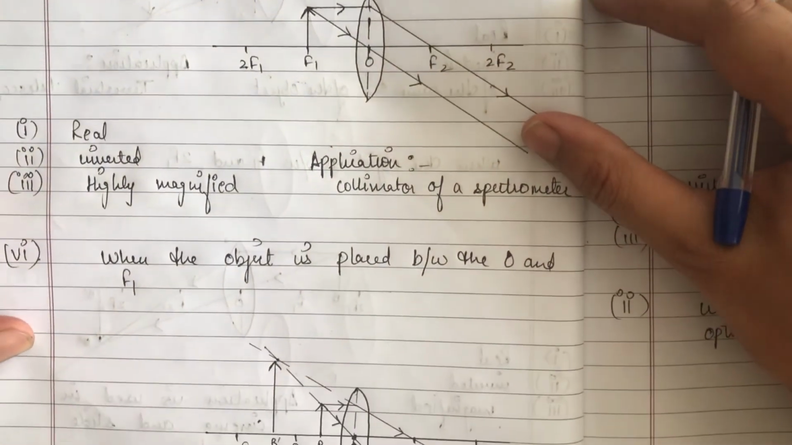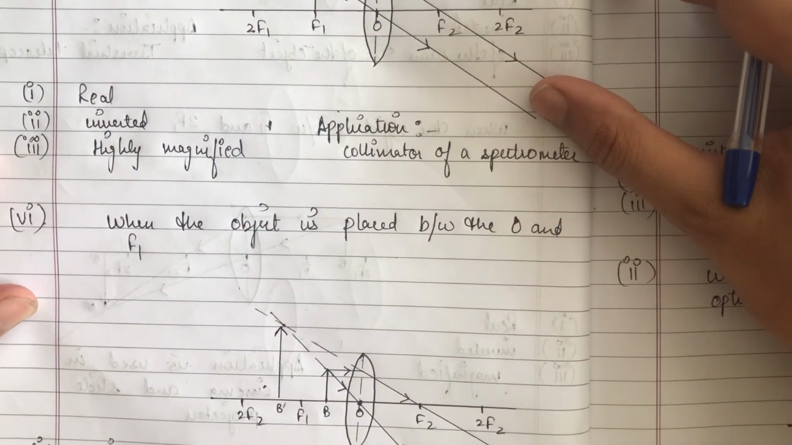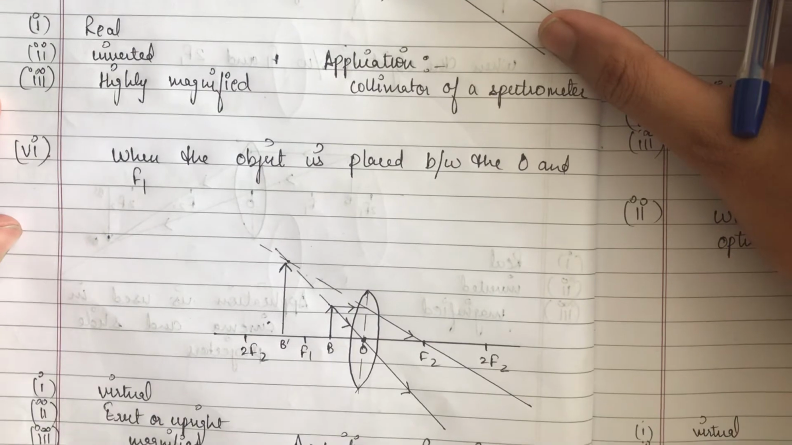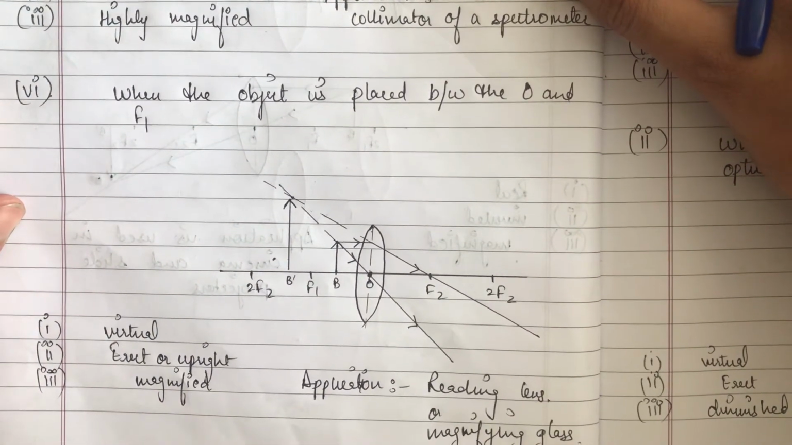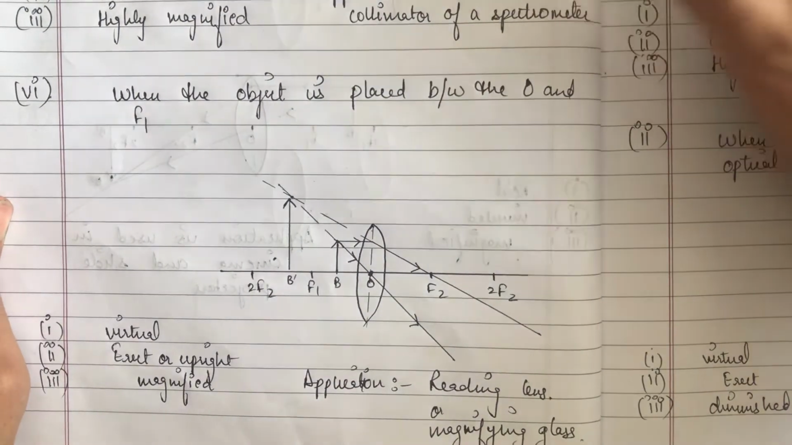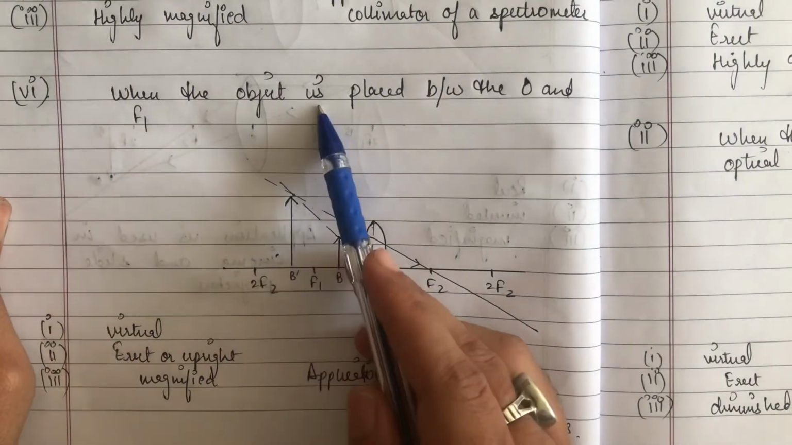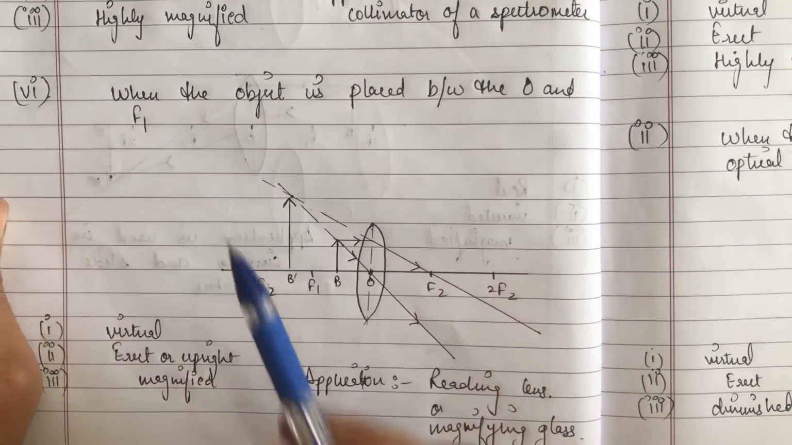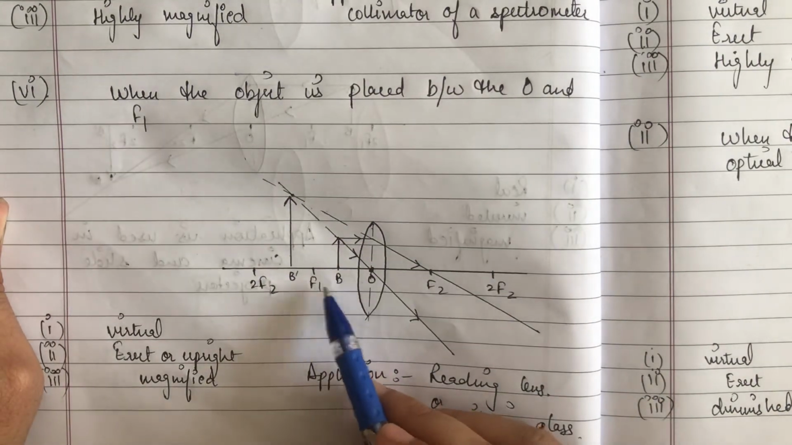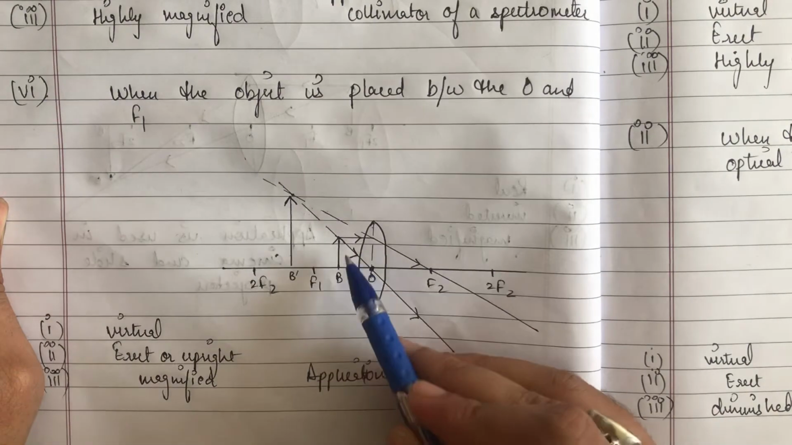Now this is our last case for convex lens. Convex lens, last case. So in this case, when the object is placed between optical center and f1. Okay, it is placed between optical center and f1. Over here is our object.